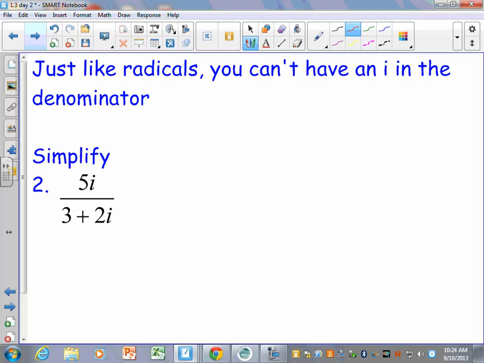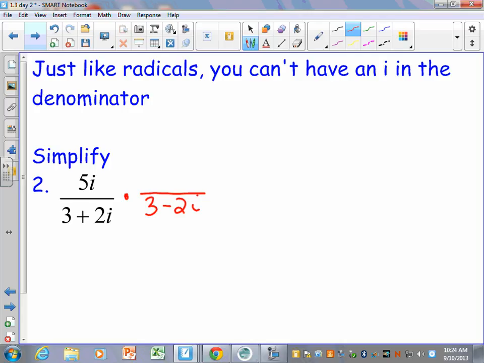So when I see something like this that has addition and subtraction at the bottom, it's just like when we had to get rid of the radical. The only way I can move this i from the bottom of the fraction to the top is to multiply by its conjugate. And its conjugate is always exactly what's here, except you change the sign in the middle. So since this is 3 plus 2i, I can multiply by 3 minus 2i.